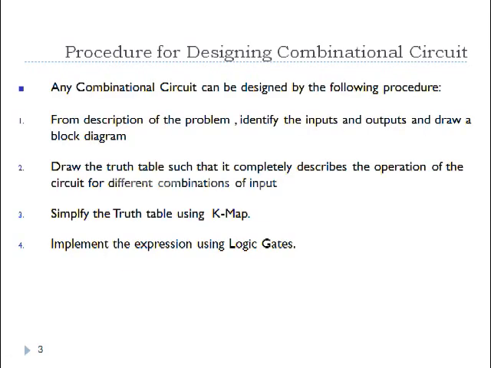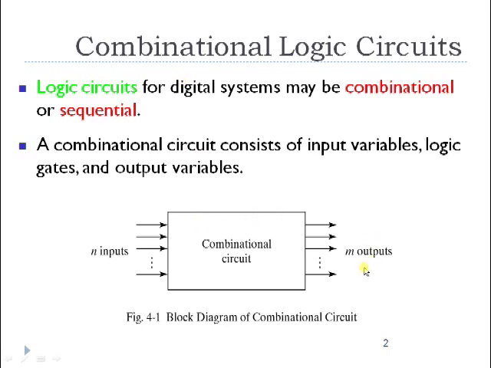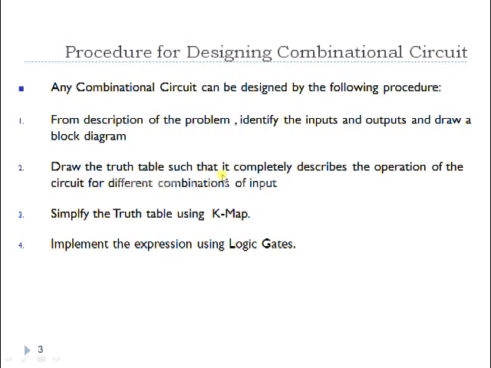Now let us see how to design a combinational circuit. In order to design a combinational circuit, we have to follow these 4 steps. From the description of the problem, identify the inputs and outputs and draw a block diagram. So from the given problem, we have to identify the inputs as well as the outputs, and then draw a simple block diagram, just as I have shown in the previous case, where I drew a simple block diagram with some inputs and some outputs. In the same way, we identify the inputs and outputs, then draw a block diagram. Now what is the second step?